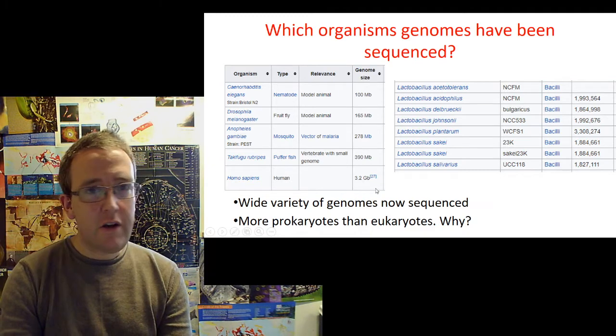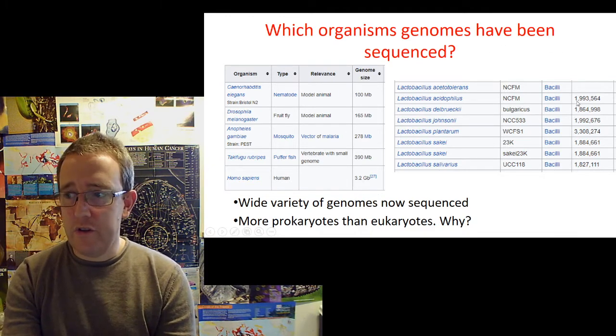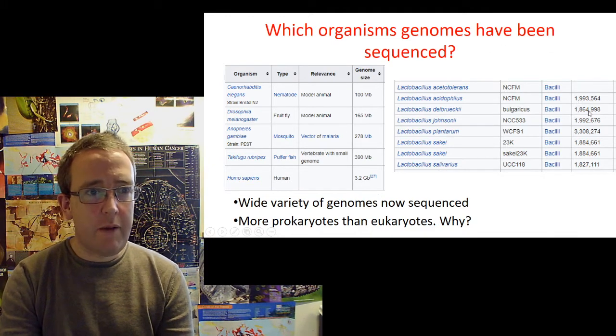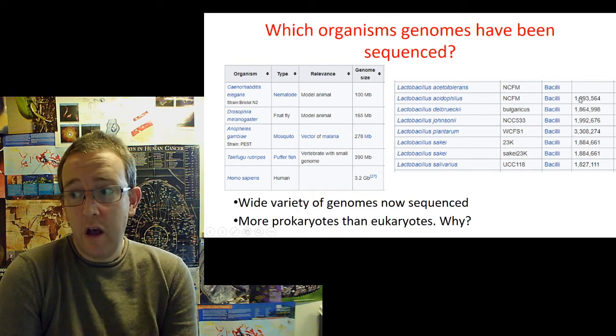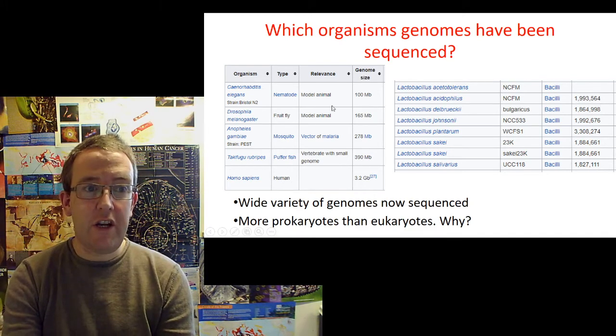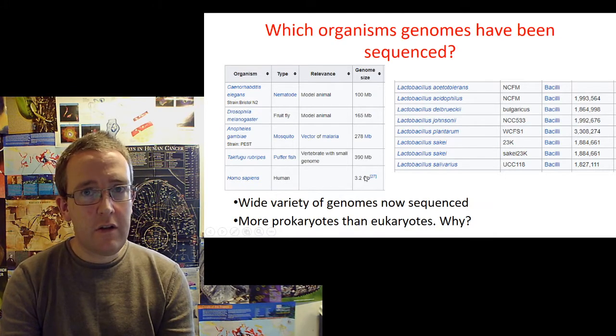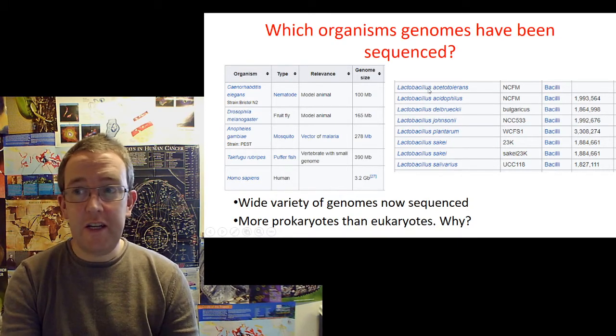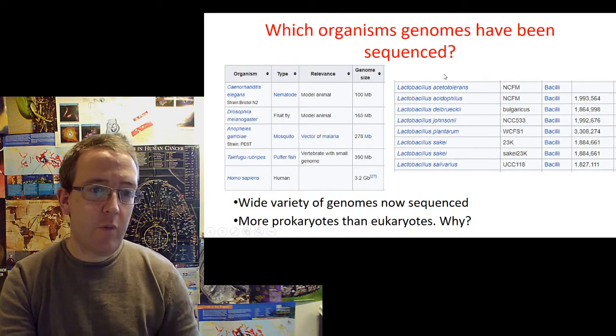No megas, no gigas, nothing like that. Just straight numbers. So of course these are a lot smaller in terms of their genome than any of the eukaryotes up here. And that's why they're much, much easier to sequence. It's not the only reason, but it's one of the major ones.